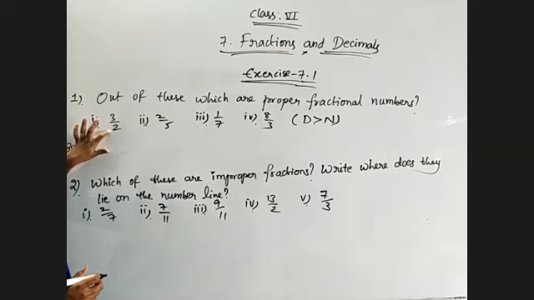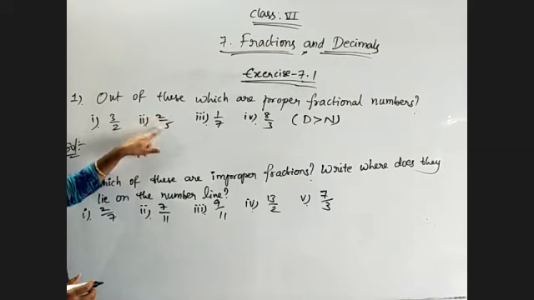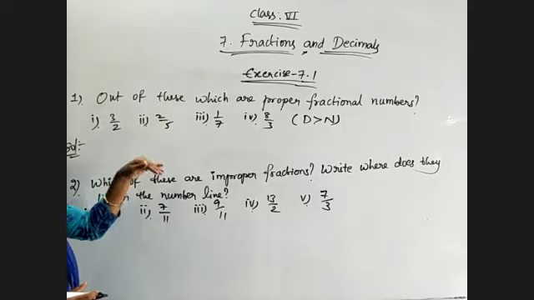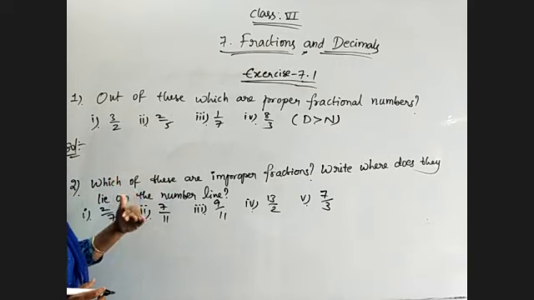So 3 by 2 is an improper fraction, not a proper fraction, because the denominator is lesser than the numerator. And coming to the second problem, 2 by 5. 2 is lesser than 5, otherwise 5 is more than 2. That means the denominator is more than the numerator. If the down value is greater, then that is proper. If the down value is lesser, then that is improper.